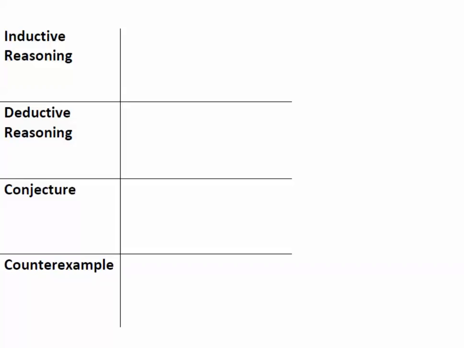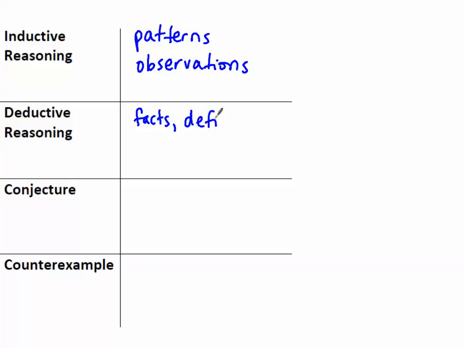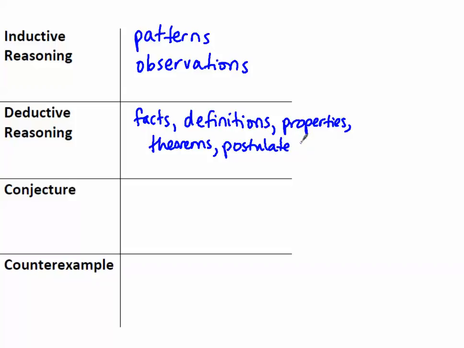Let's review some key terminology from the logic section. Inductive reasoning, we're using patterns, we're making observations. Unlike deductive reasoning, we're using facts, definitions, properties, postulates, theorems. And we've studied two kinds of deductive reasoning that we'll look at in a bit, the law of detachment and the law of syllogism.